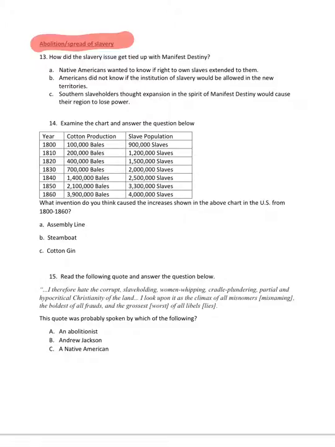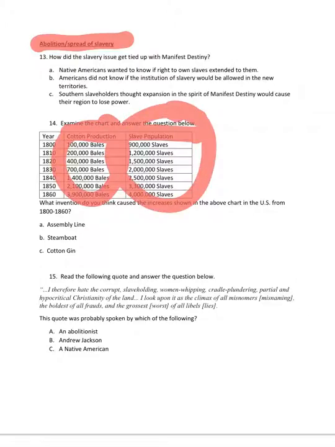So the question for number 14 is, what invention do you think caused the increases shown in the above chart in the U.S. from 1800 to 1860? A, the assembly line, B, the steamboat, or C, the cotton gin? Remember, the chart is talking about cotton production and slave population. So you're going to want to look at the numbers, look at the increases. Did that cause the increase in assembly line? A, steamboat, B, or cotton gin, C?